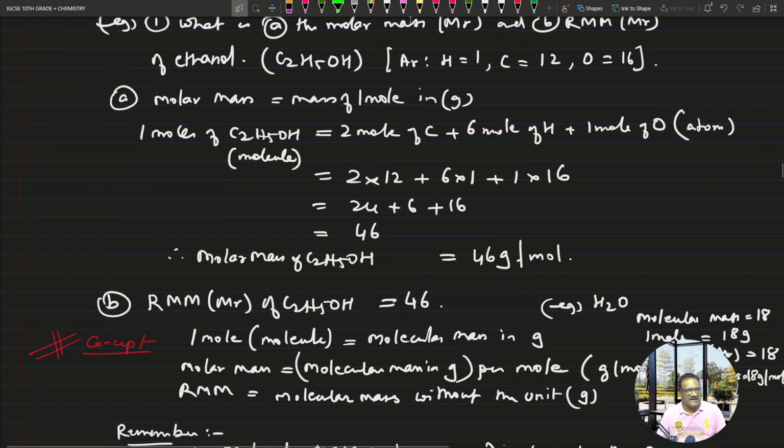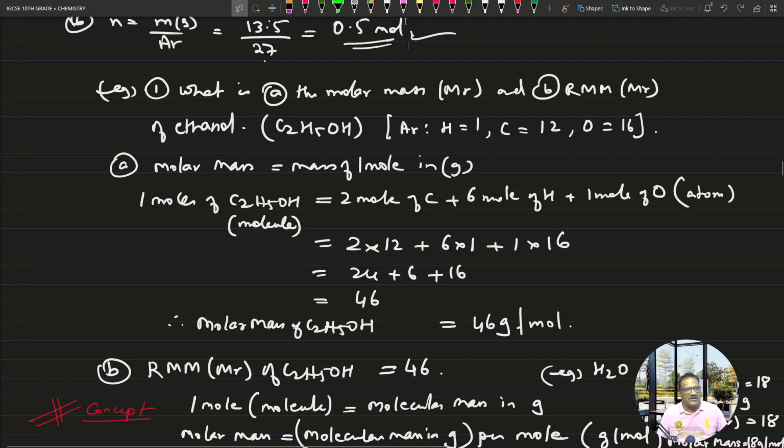Now let us move to the next example. What is the molar mass and the RMM? B is also the RMM of ethanol. So ethanol, C2H5OH, right? This is a molecule, right? So what is the molar mass? Now A is, you have to find out the molar mass.